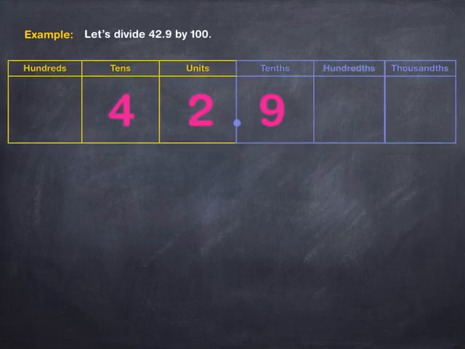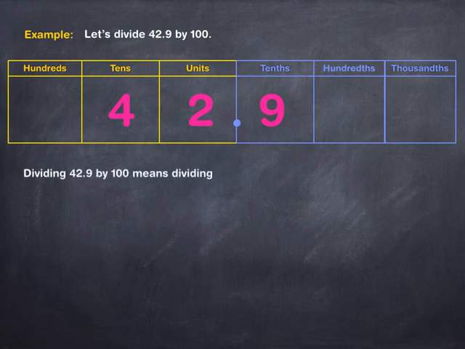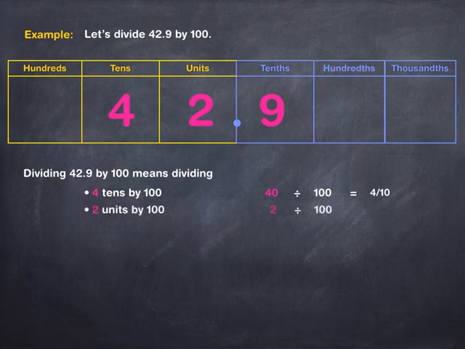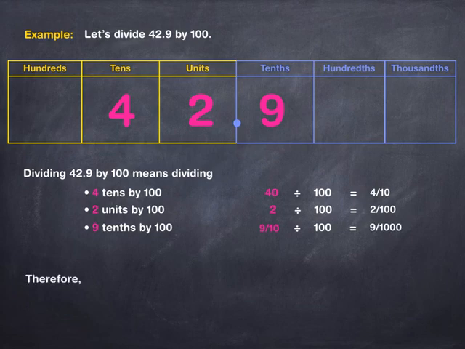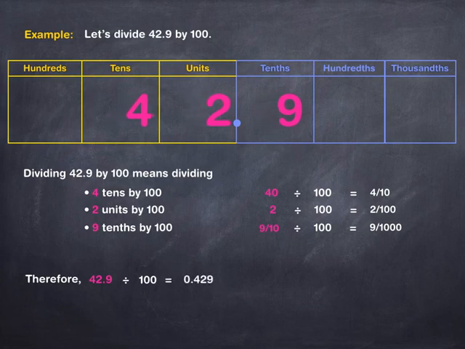Example, let's divide 42 and 9 tenths by 100. Dividing 42 and 9 tenths by 100 means dividing 4 tens by 100, 2 units by 100, and 9 tenths by 100. Therefore, 42 and 9 tenths divided by 100 is equal to 429 thousandths.